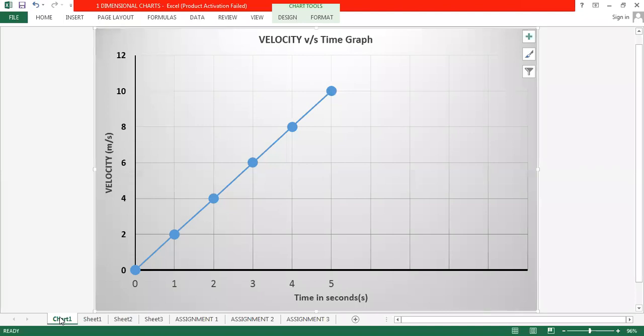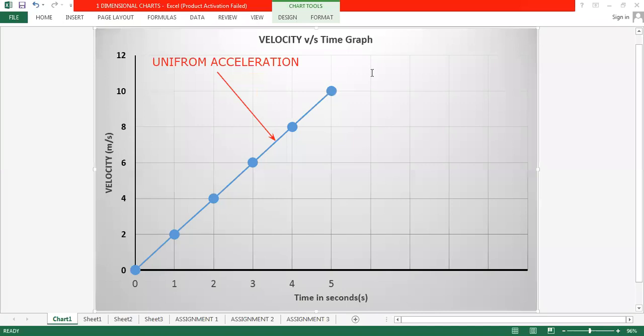Okay, chalo. So how we get it? We find that it is a straight line inclined to x-axis, isn't it? Now remember, this is a straight line inclined to x-axis. What does this line represent? This line represents that the object is moving with uniform acceleration.